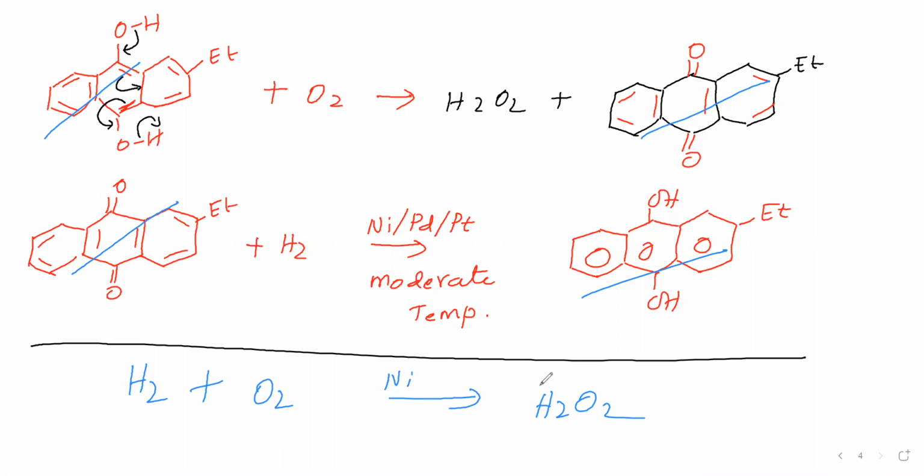This method is called auto-oxidation. Why? Because this 2-ethyl anthraquinol undergoes oxidation with atmospheric air directly, without any need of any catalyst or any external agency, and gives hydrogen peroxide. Therefore, it is called auto-oxidation. Then we will see concentration of hydrogen peroxide.